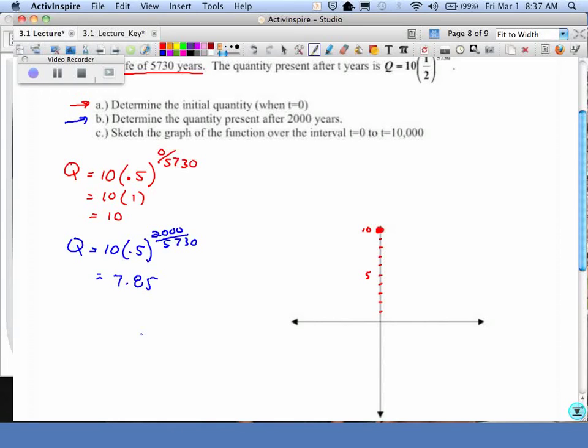So, 1,000, 2,000, 3,000, 4,000, 5,000 years. We were right here, and I'm at 7.85, which would be about right there. Maybe a little higher. Right there. Something like that. Because now we're going to go up to 10,000 years.